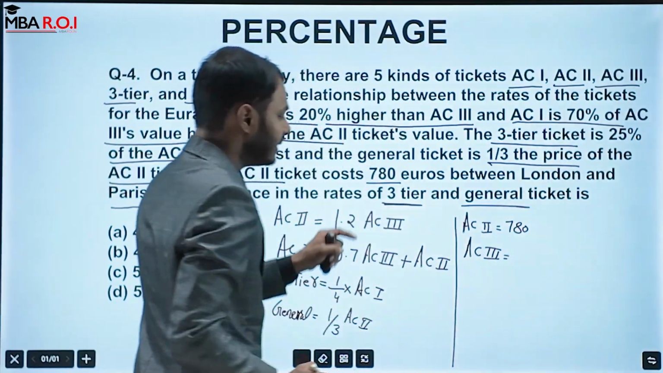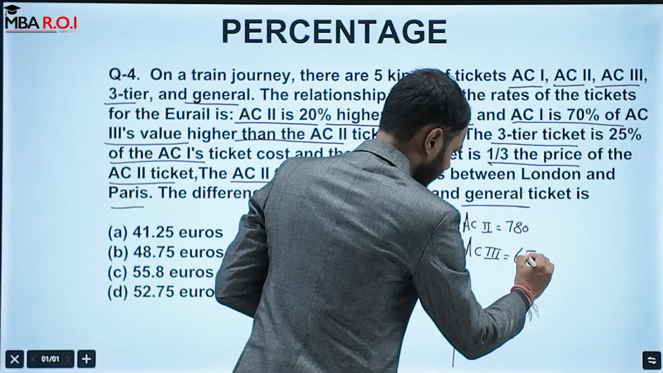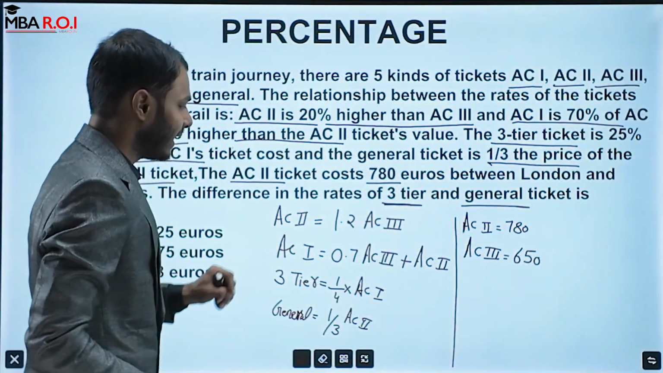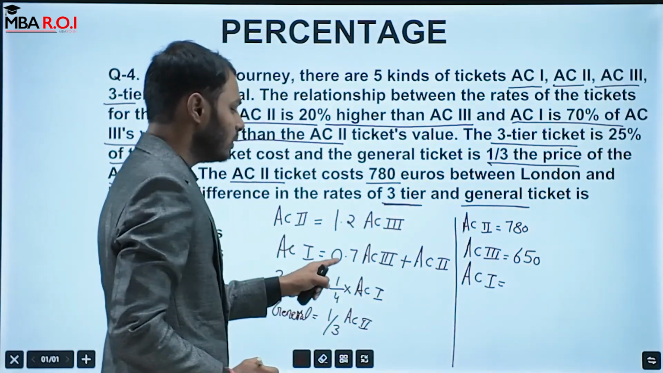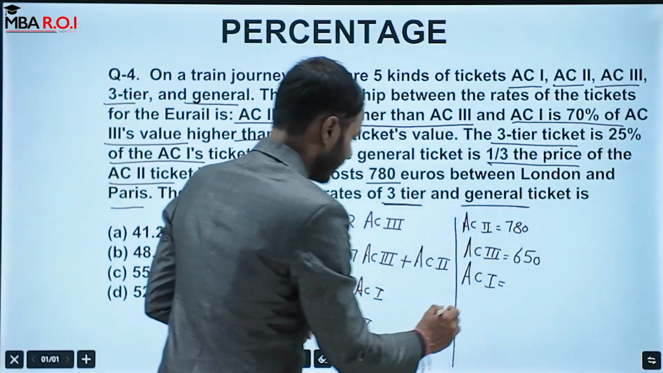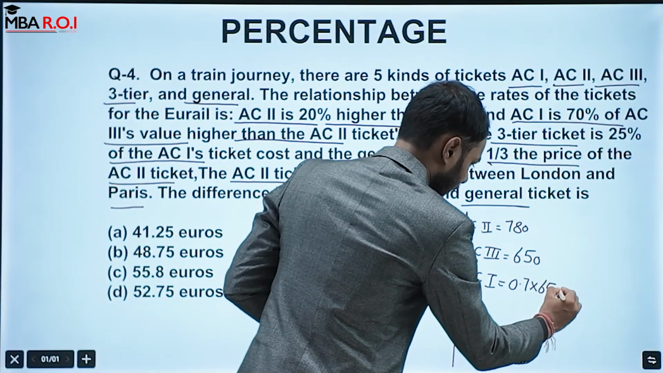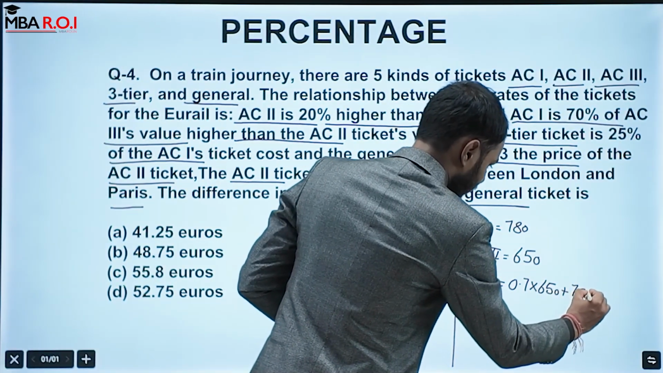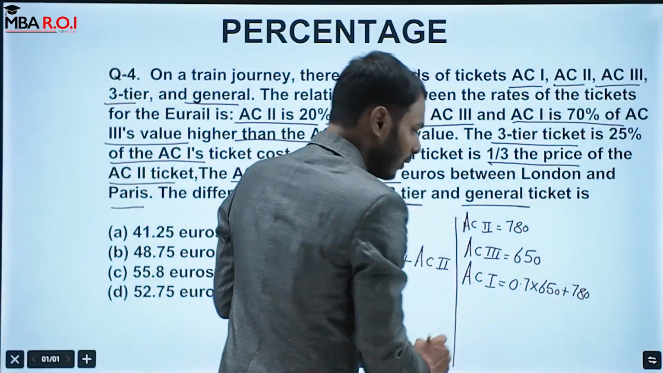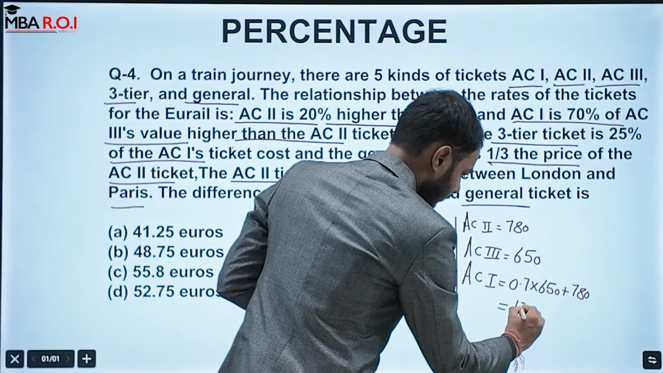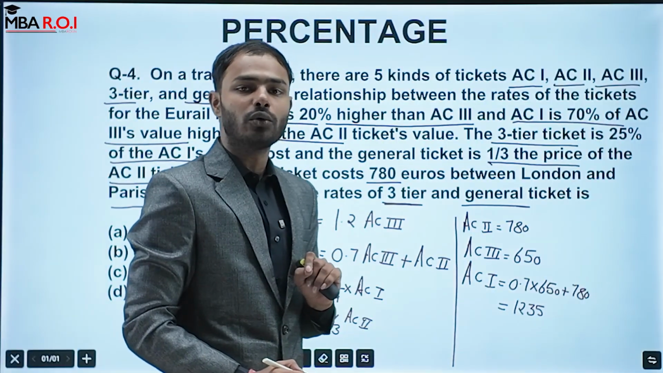AC third will be simply 780 divided by 1.2. And how much will it be? It will be 650. Now, how can we calculate AC first? Simply, AC first will be equal to 70% of AC third. So we can say 0.7 times AC third, which is 650 now, plus 780. So this will be the cost of the AC first ticket. If you solve this, it comes out to be 1235. So the AC first ticket's price comes out to be 1235.